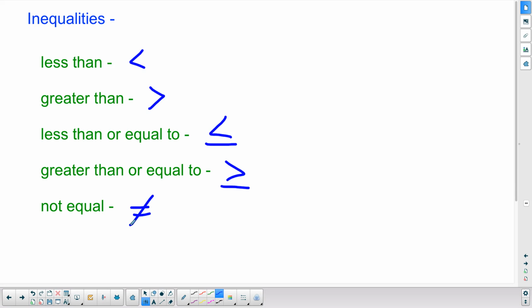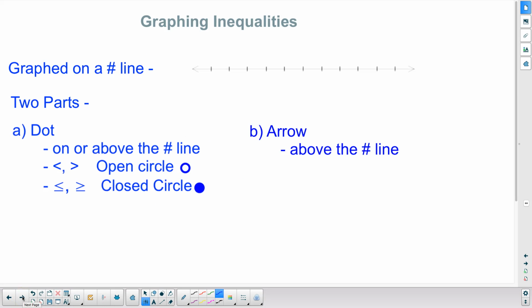Now, when I go to graph an inequality, we are going to graph them on a number line. Now, your number line does not have to include a ton of numbers. Really, I only care about the 1 or 2 numbers that are in that particular problem. So those are the only numbers that really need to go on your number line.